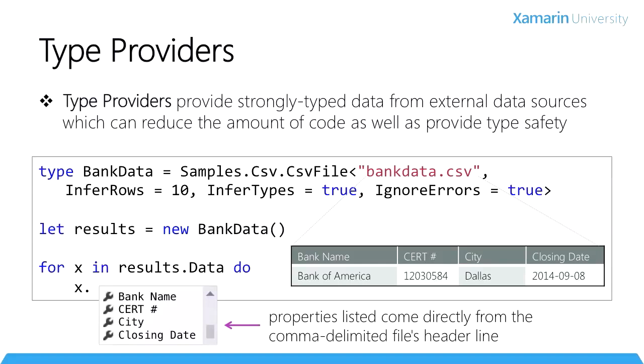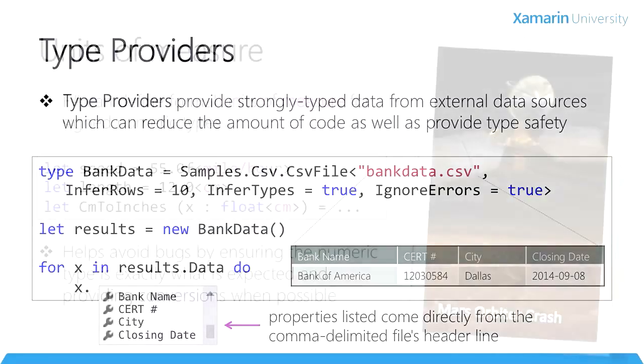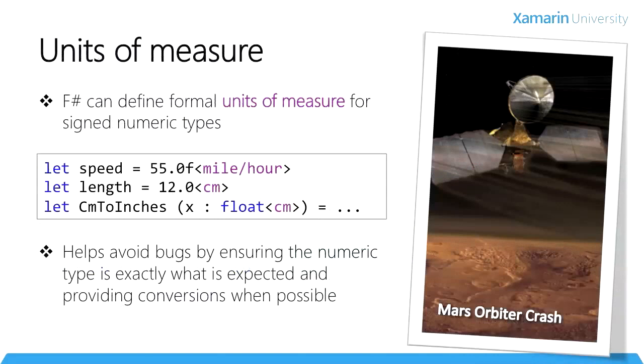And F# has type providers for all kinds of data, and you can write custom providers for your own data that fit naturally into the language. So there's plenty of them available, like WSDL, Link, XAML, SQLite, OData, as well as Azure Data Storage, and many more. Another great feature of F# is the ability to classify units of measure.